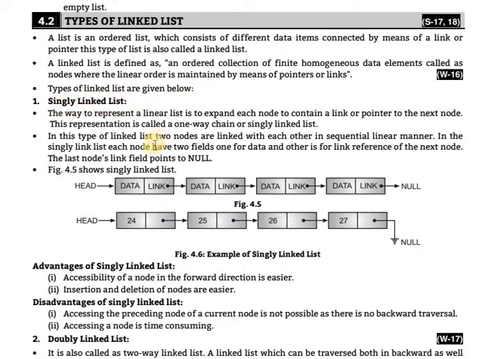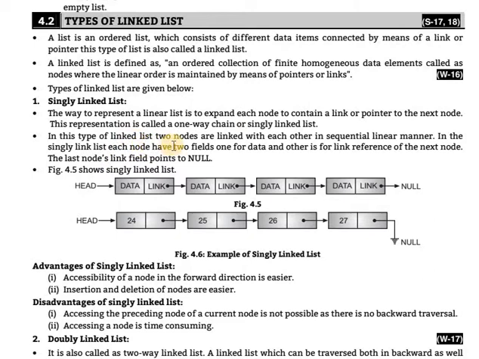First, singly linked list. The way to represent a single list is to expand each node to contain a link or pointer to the next node. This representation is called a one-way chain or singly linked list. Okay, they said to expand each node to contain the link or pointer to the next node.